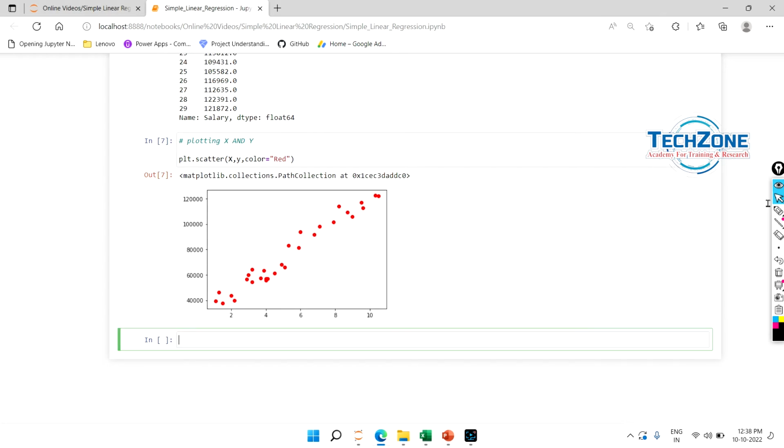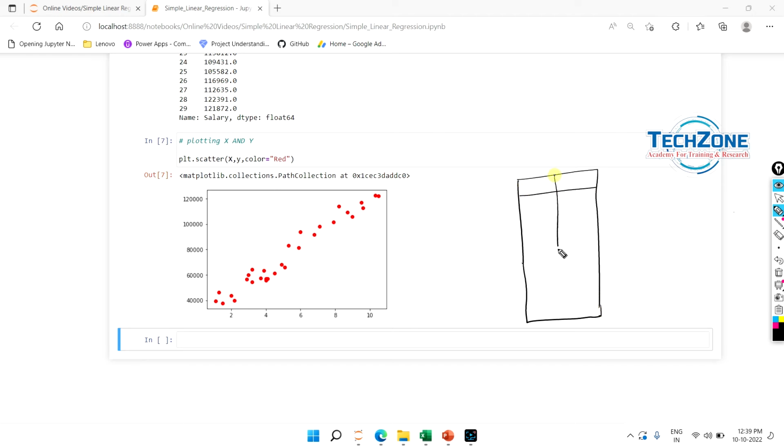Now what we'll do is split the data set into training and testing. Why are we doing that? Let me explain here. Let us say this is our data set. Here we'll have the value of x, and here we'll have the value of y. Independent variable is x, dependent variable is y.